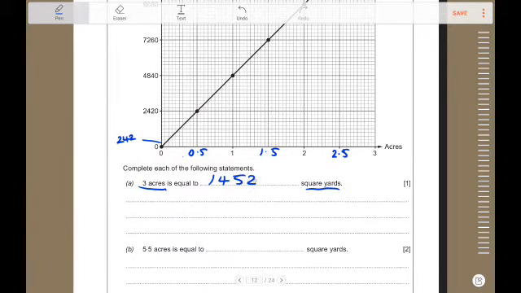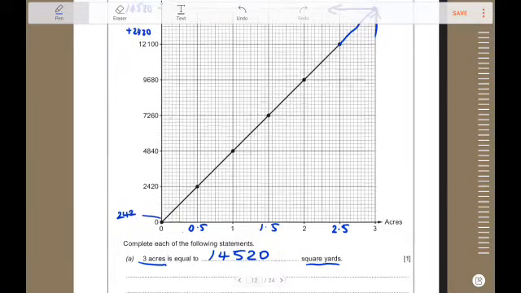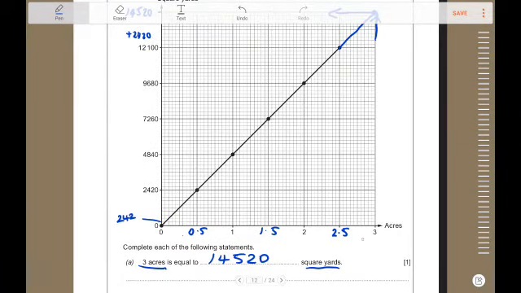Right, 5.5 acres is equal to how many square yards? So again, we've got to look at the acres axis, and we can see we haven't got 5.5 on there. So what are we going to do? Well, what we do is use a combination of the numbers of acres we do have and add them up to get 5.5 acres. Because this is a straight line conversion graph, then the rate at which it goes up will always be the same. So 2 acres on there and 4 acres will be double what 2 acres is, if we carried on the graph.